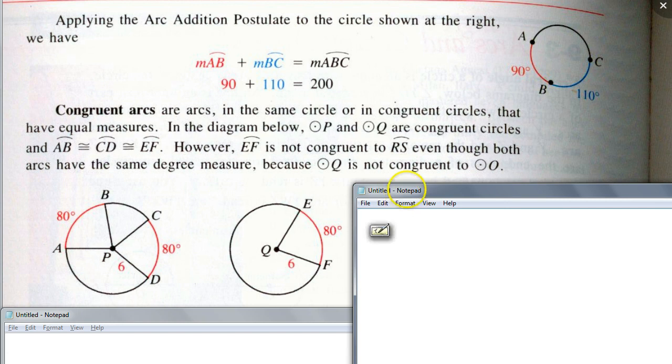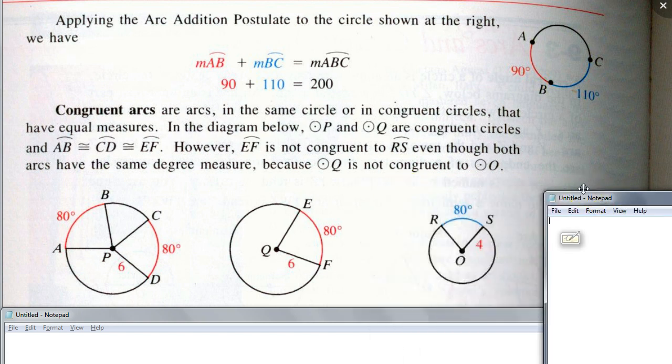All right. Then what about in this one? Emily, is this arc RS congruent to arc EF? No. Why not? You're right, because the circles are not congruent. This circle has a radius of 4, this one has a radius of 6. Do you see what they're talking about when they say congruent arcs? It has to be from either the same circle or congruent circles. In other words, the radii have to be the same for the circles. All right, let's move on then.